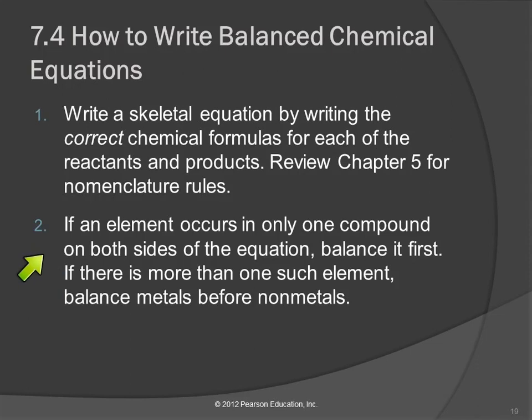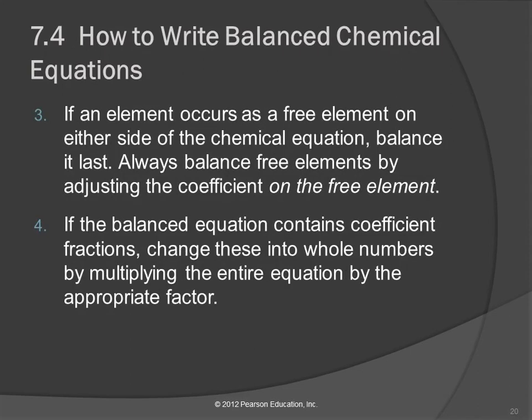If an element occurs in only one compound on both sides of the equation, try balancing that one first. If there's more than one like that, balance metals before nonmetals. This is just a guideline to make things easier. It's not a hard and fast rule. If you see an element as a free element on either side, like oxygen in that last one, there was O2, leave that one for last. The reason you want to do that is because you can fix that one at the end without messing anybody else up.